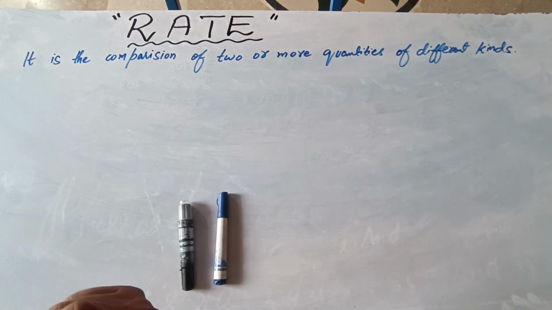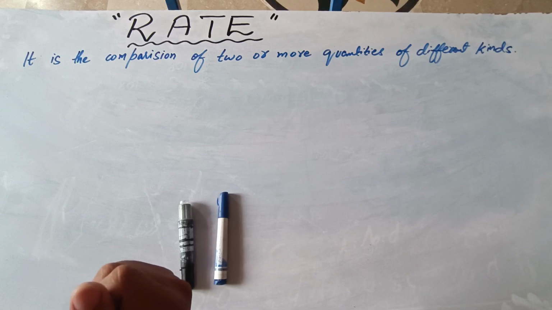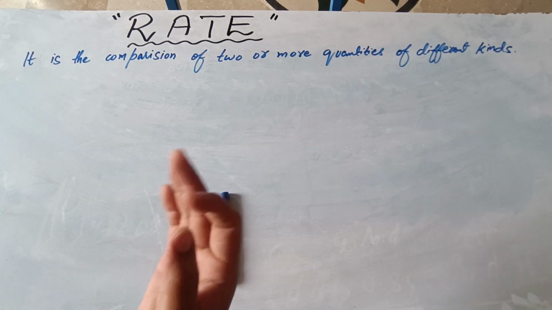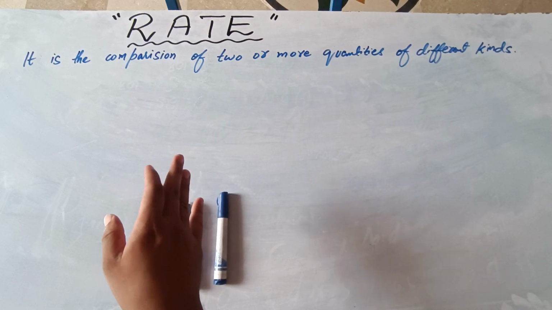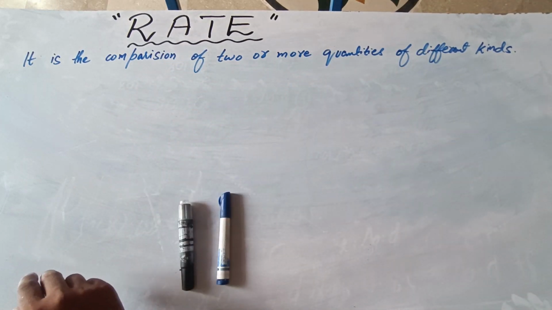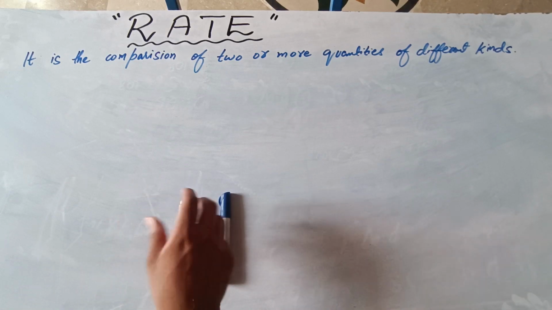So before this topic, we were discussing ratio, and ratio is a comparison of two or more quantities of the same kind which are expressed in the same unit. But rate is also the comparison of two or more quantities of different kind. Means kind can be different.